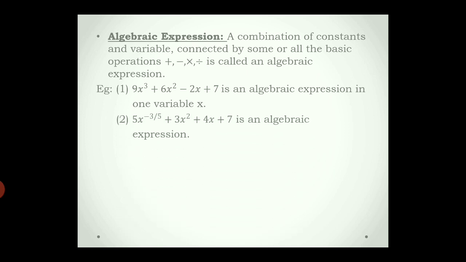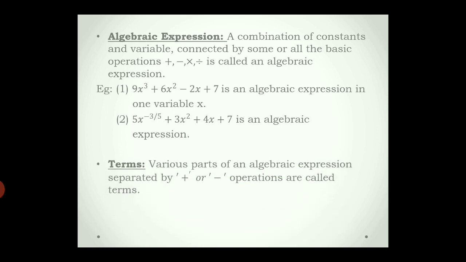Next is 5x to the power minus 3 by 5 plus 3x square plus 4x plus 7, which is an algebraic expression. Here also you can see that different constants and variables are connected by addition, subtraction, multiplication and division. Therefore, it is an algebraic expression.